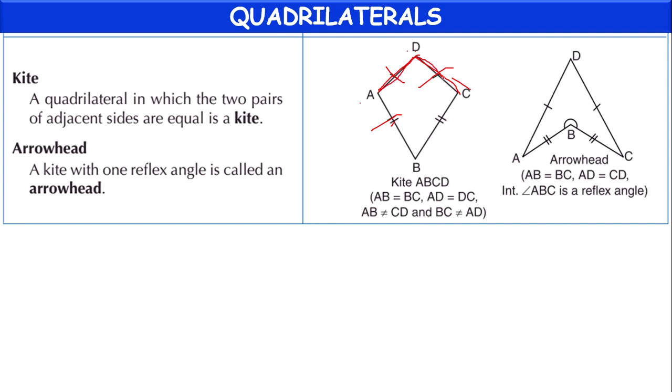Why are they adjacent? Because they have common endpoint D. AB and BC are also adjacent because they have common endpoint B. If this pair of adjacent sides is equal, and this pair is equal, so if two pairs are equal, then it will be called a kite. So here opposite sides are not equal. Only adjacent sides are equal.